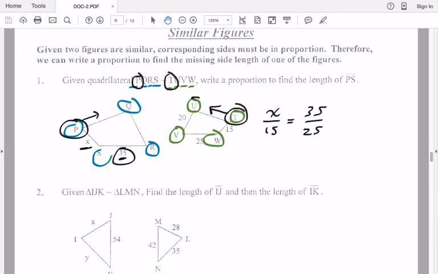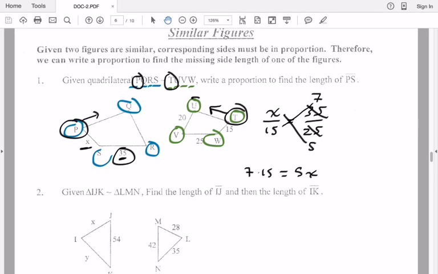Now to solve this, we can use cross multiplication. But first, if I can simplify a fraction, I'm going to do that because it'll make my calculations a little more simple. I could divide both of these by 5, so I get 7 right there and I get 5 right there. And now I'm going to cross multiply. 7 times 15 equals 5 times x.